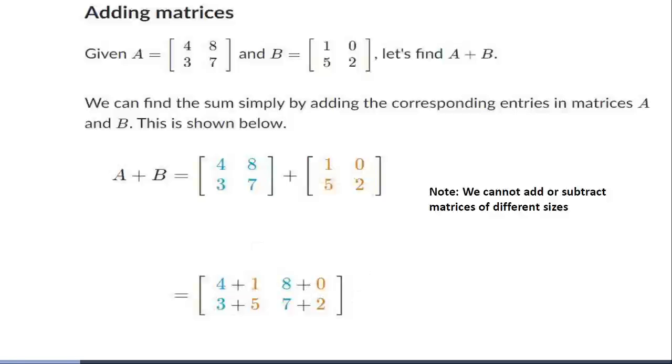Okay, we should also note that we cannot add or subtract matrices of different sizes. For example, if our A is 1 by 2 and B is still 2 by 2, we cannot add these matrices or subtract these matrices because they have different sizes or different orders.